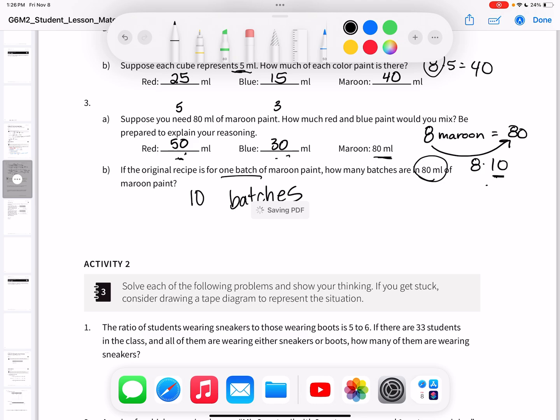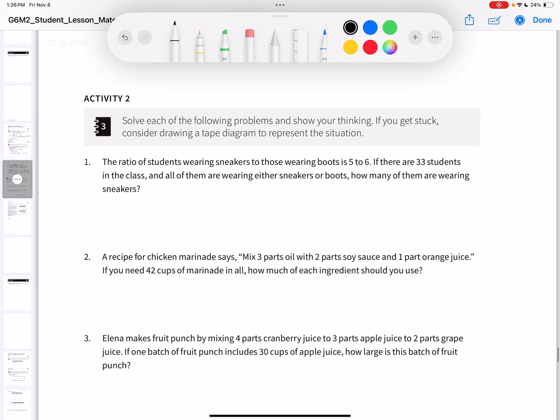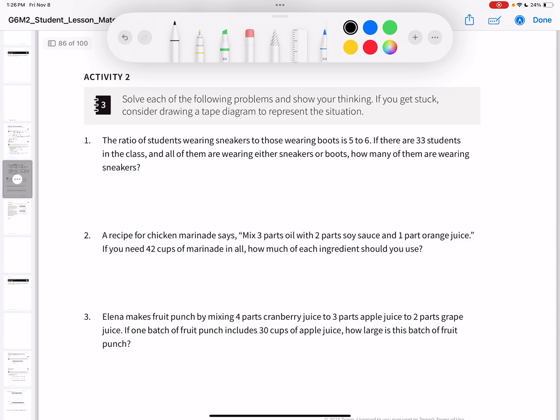Activity 2. It says, solve each of the following problems and show your thinking. If you get stuck, consider drawing a tape diagram to represent the situation. The ratio of students wearing sneakers to those wearing boots is 5 to 6. Okay, so we have 5. I'm going to draw a tape diagram. So 5 that are wearing sneakers and 6.